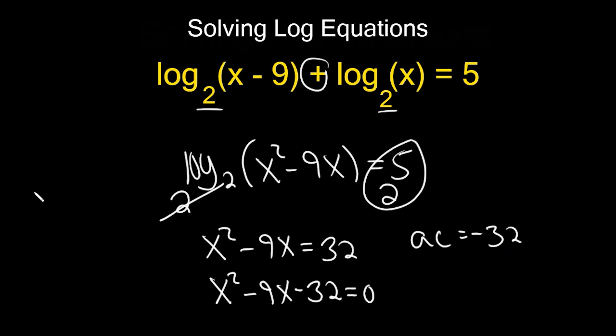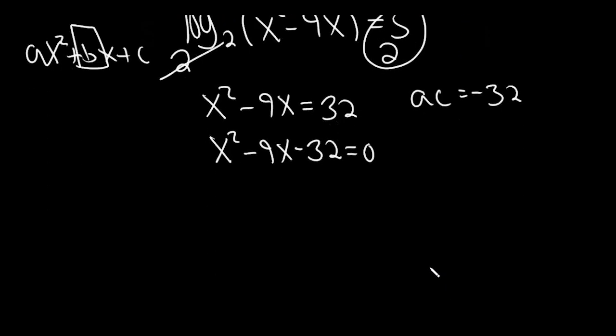Now when I'm saying B, I'm talking about a quadratic in standard form, which is ax squared plus bx plus c, right? So I'm talking about this value right here. And in our case here, it's negative 9. So I need two numbers when I multiply that will give me negative 32, but add up to negative 9. And you're going to figure out that those numbers do not exist, right? So what we have to do here, we have to actually use the quadratic formula. No big deal. So why don't we go ahead and scroll down a little bit here.